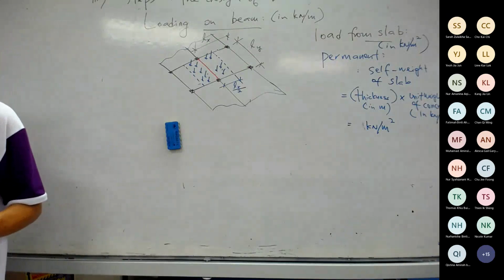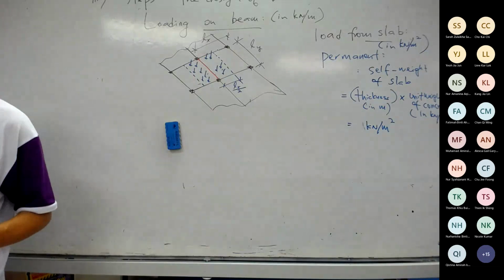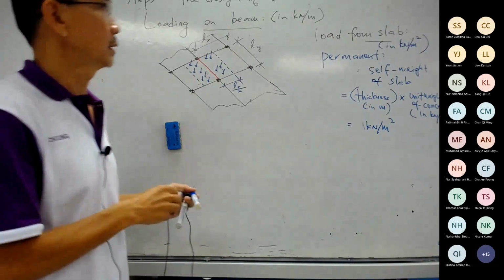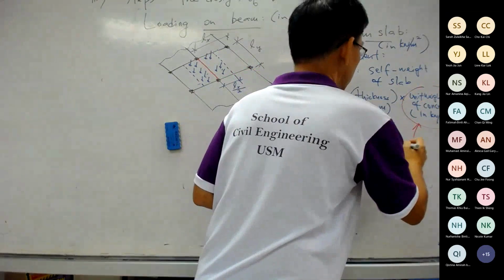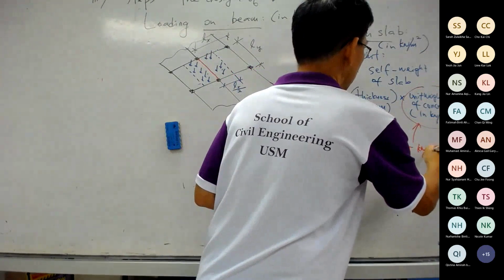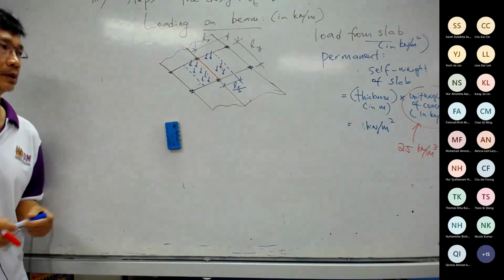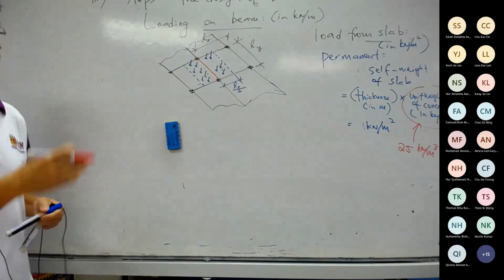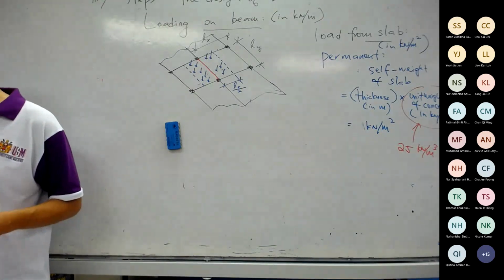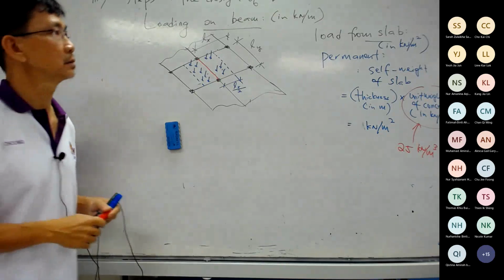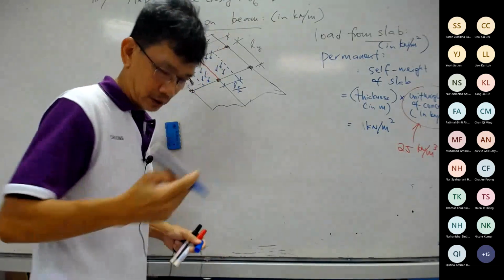This is still kilonewton per meter square, but here, please note that we have to use the unit weight of concrete, 25. Here, the thickness of the slab, let's say 150 mm, convert that into meter, 0.15, multiplied with that, you get the result in kilonewton per meter square first. Then, this is just the self-weight of the slab.